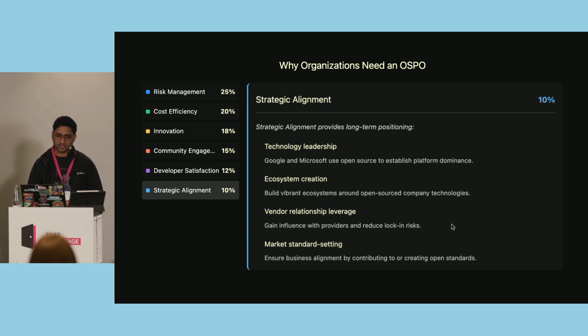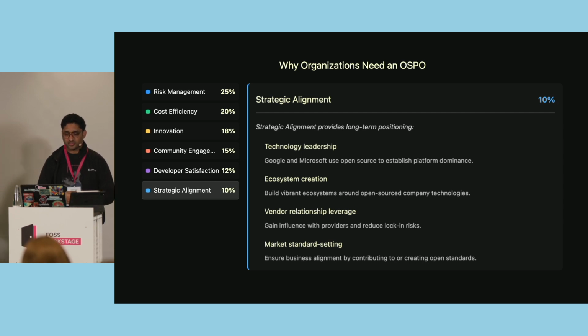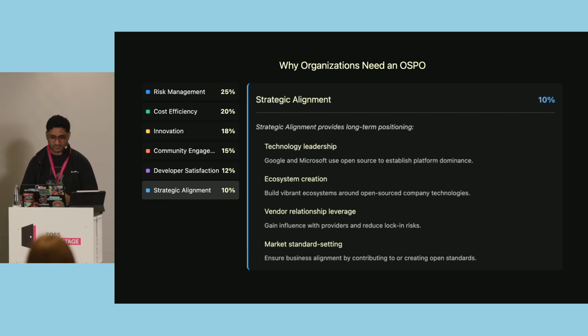The third one is vendor relationship leverage: gain influence with providers and reduce risk of loss. Companies who contribute to open source are said to gain respect and influence from software vendors, which makes it easier to get support and to make the changes they need. And the fourth is market standing. Open source initiatives should always align with the business objectives so that they also benefit your company. So these are all six segments for open source.